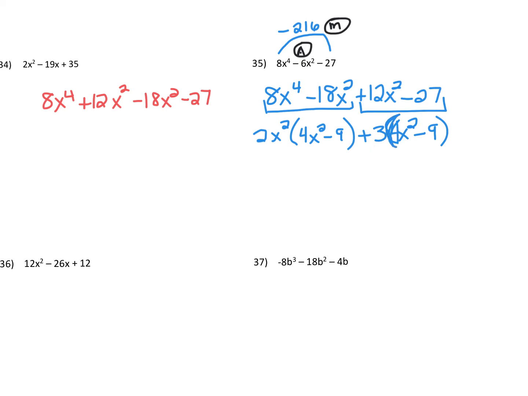Sorry about that. Okay, so now we're going to take what's in front of the parentheses and group them together as our first factor.